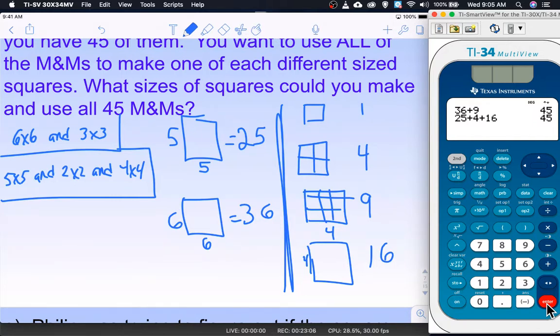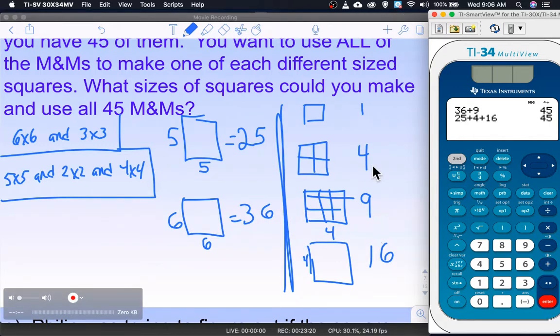And there might be more out there. These are just the ones I can come up with here very quickly. Feel free to try some more patterns and see if there's any more, but these are the two I came up with. And it really came down to drawing a picture, recognizing that perfect squares, these numbers are called perfect squares, make perfect squares of objects.